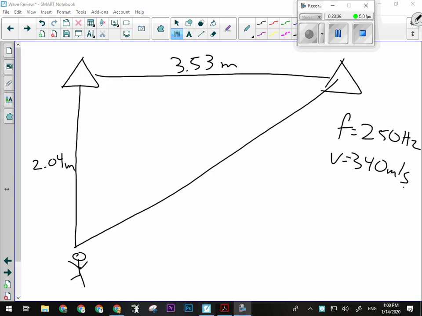Okay, so we have a frequency of 250 hertz. Speed of sound in that room is 340 meters per second. The speakers are 3.53 meters apart, and the observer is standing 2.04 meters in front of the first one. You need to calculate whether that person hears a loud or quiet sound. I'll give you a few minutes on that one.